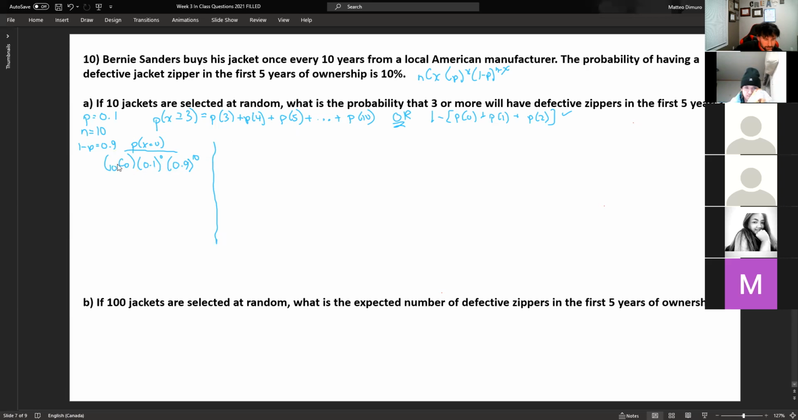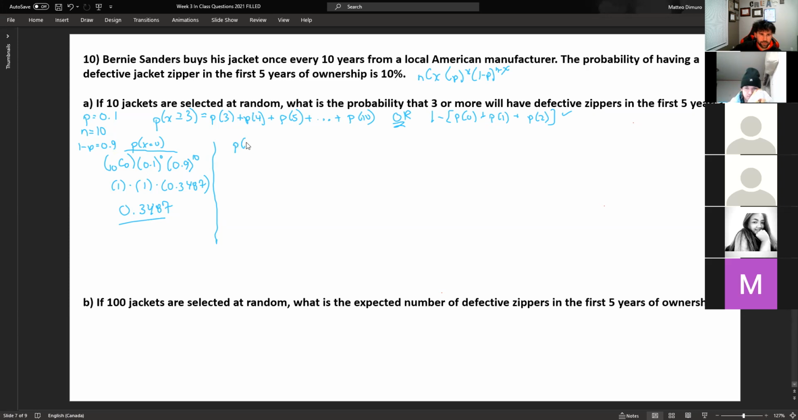When you plug this all in on your calculator, just a few things: any time it's anything choose 0, the answer is going to be 1. That happens more often than you think. So anything choose 0 is going to be 1. Anything raised to the power of 0 is 1. Then I just type that in, and that would be my answer. So I got 0.3487. There we go. And that's the probability that x equals 0.